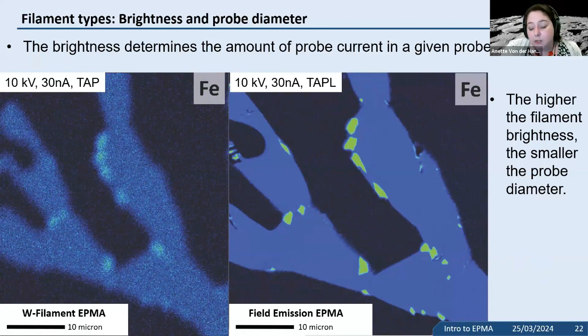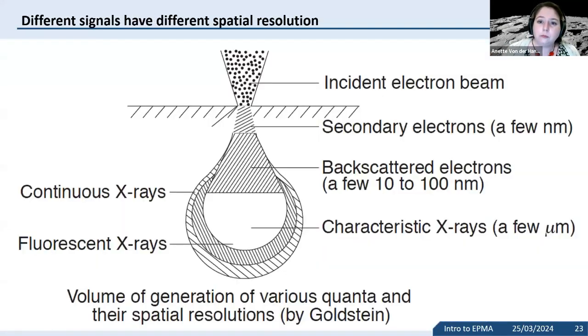But if you don't need this sub-micron resolution, tungsten filament machines are just fantastic. And there's a reason that people still buy them.